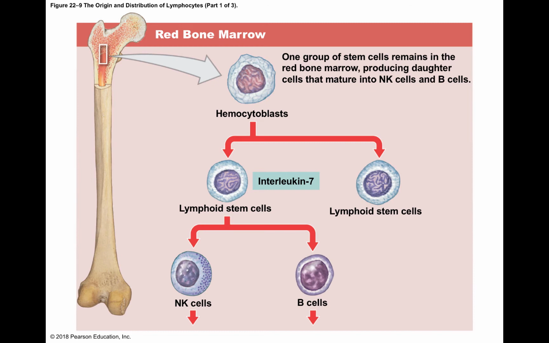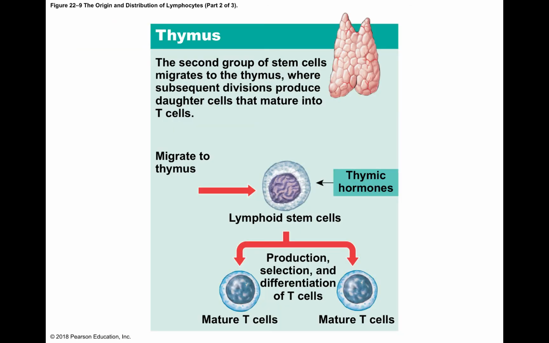And there's 2 different types of lymphoid stem cells. One type is going to give us the natural killer cells and the B cells. So the natural killer, or the NK cells, and the B cells, they will stay in the bone marrow, and that's where they'll mature. Right? The other lymphoid stem cell is going to give us our T cells, okay? But the T cells are going to mature in the thymus.